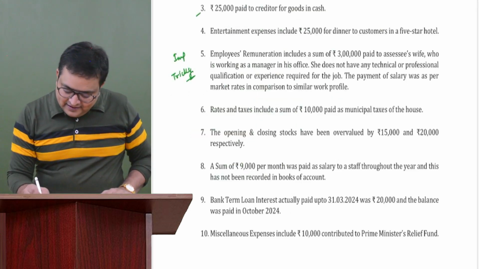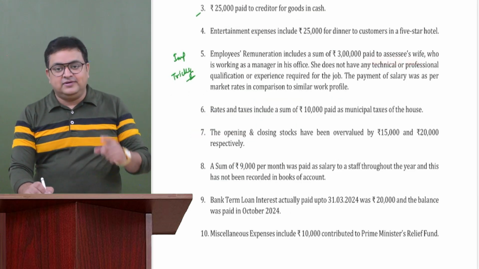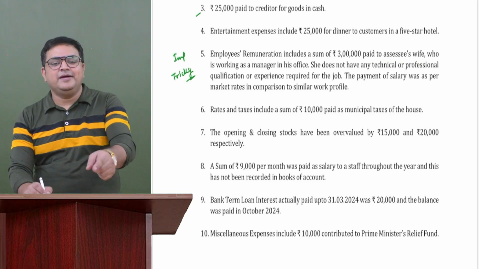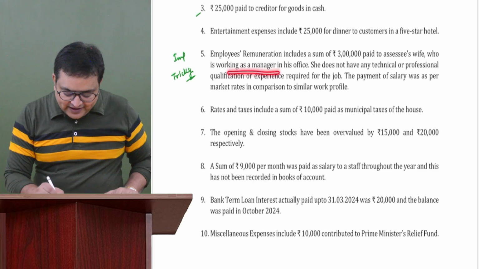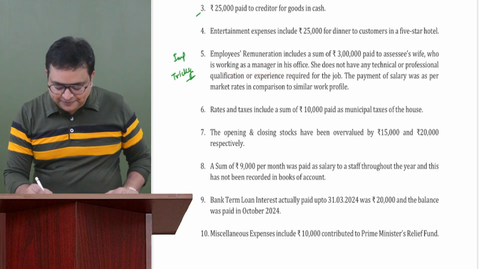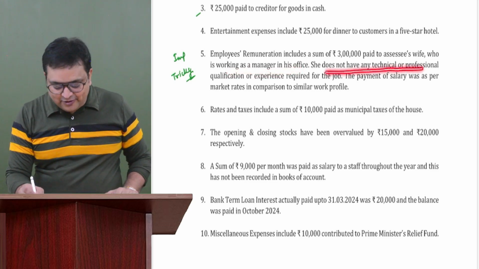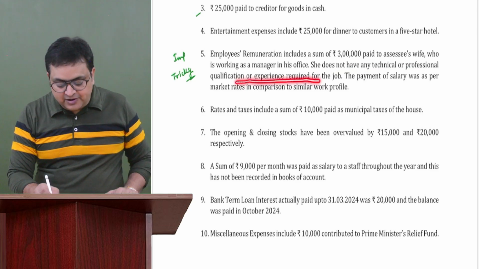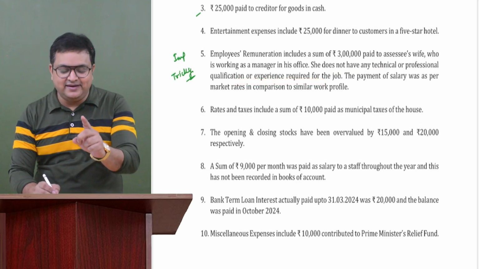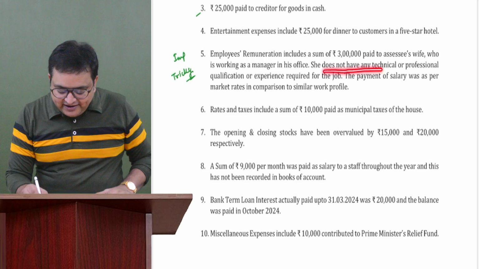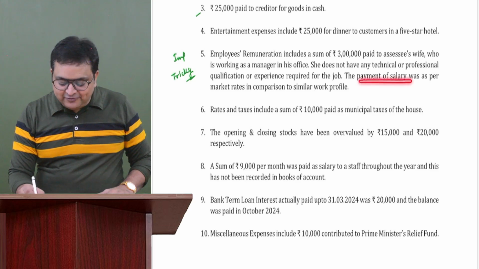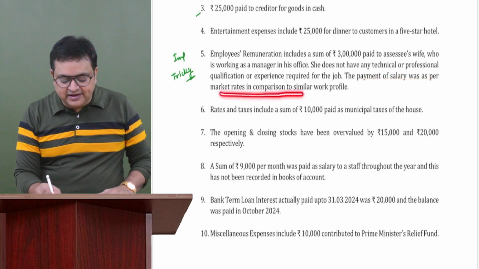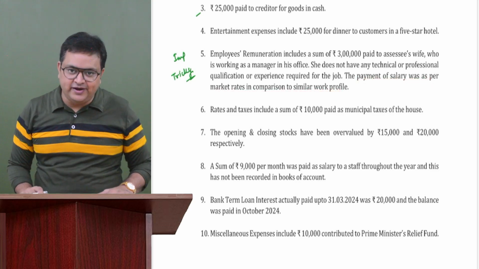Okay. Paid to assessee's wife. Here, this person is making a payment to his wife. So that is a related person who is working as a manager in his office. Okay. She does not have any technical or professional qualification or experience required for the job. I'm repeating this line. She does not have any technical or professional qualification or experience required for the job. Okay. The payment of salary was as per the market rates in comparison to similar work profile.